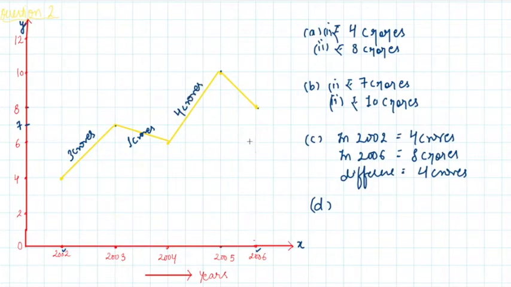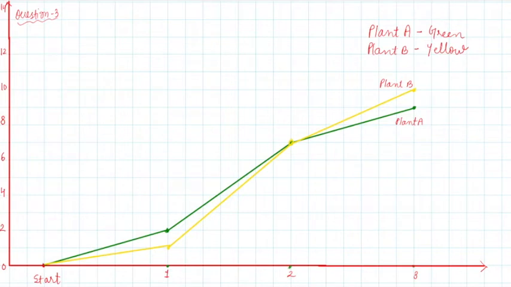And 2005 and 2006, how much it will be? 8 crores and this is 9 crores. So this is 1 crore. Right? So if you see, the maximum difference is here. It means in the year 2005, there was greatest difference between the sale as compared to its previous year. So you can complete this statement. In the year 2005, there was greatest difference between the sales as compared to its previous year. So this was your question number 2. Let's see question number 3 of this exercise.